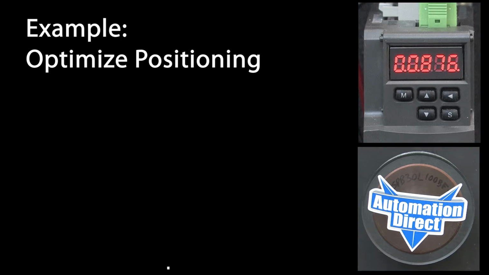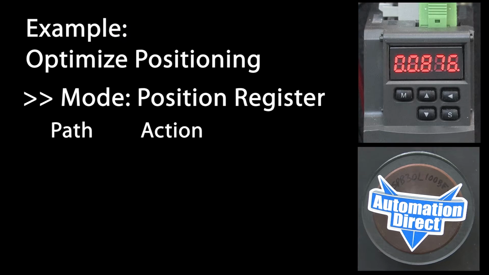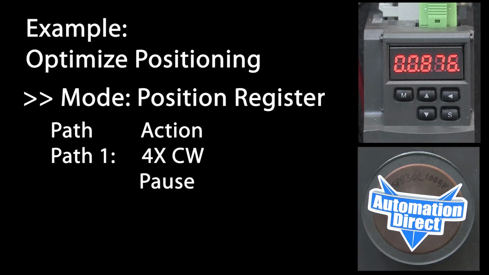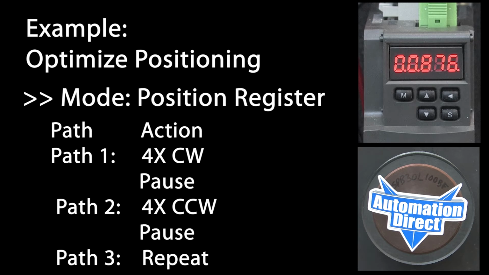Let's do another example. I set up the drive in position register mode to automatically rotate this 4-pound pulley clockwise 4 revolutions, pause for half a second, rotate counterclockwise for 4 revolutions, wait half a second, and then repeat that indefinitely. The first path is set up to accelerate and decelerate over 15 milliseconds. The second path is set to ramp over 250 milliseconds. Check out the position register mode video to learn how to set all that up.